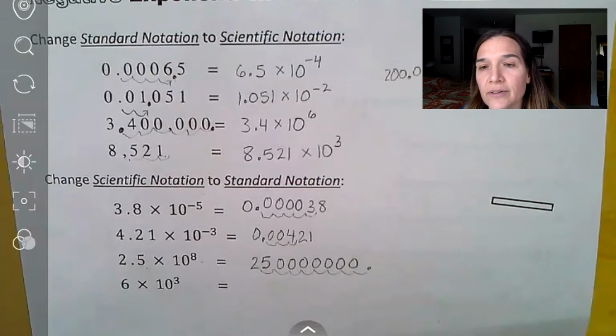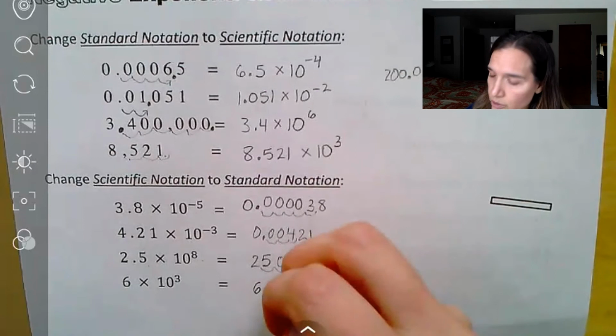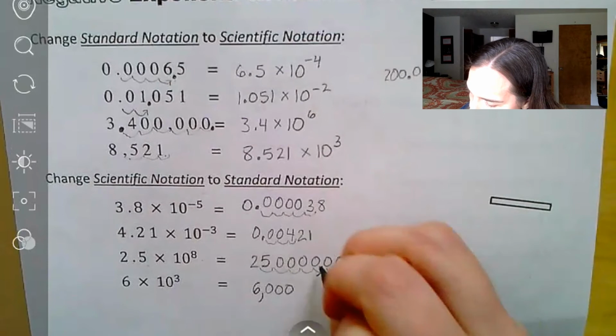Here, same thing. We had a 6. Decimal point would have been after it. So we want to move it 3 places from right here, which means I'm going to need 1, 2, 3 zeros. And there it is. Let's see. We can also put commas here, comma, comma. And we have 250 million and then 6,000 is here.